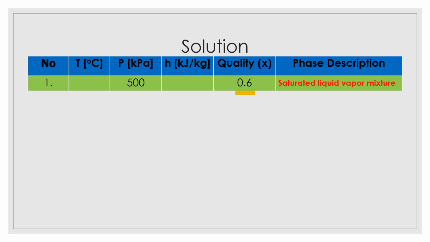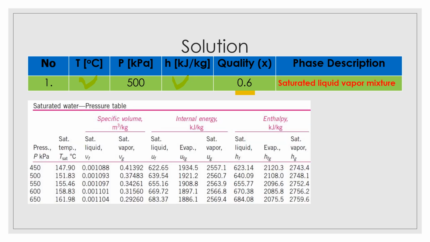And then we need to solve the temperature and the enthalpy. To solve this one, we need to refer to the property table. If you remember how to determine the correct property table, it's quite straightforward. Since the information gives us the pressure, we refer to the saturated water pressure table. And then we look at the value of the pressure, which is 500. So we refer to 500, and then we get the answer 151.83 degrees C.